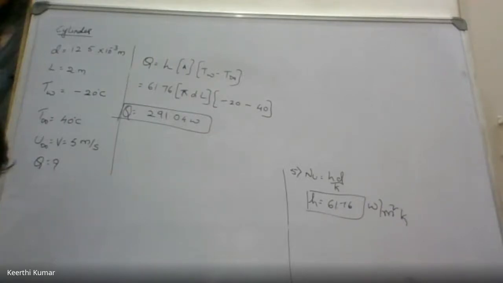Assuming that a man can be represented by a cylinder. So instead of giving the cylinder directly, he is saying that a man is considered as a cylinder 30 centimeter in diameter, having 1.8 meter length, with a surface temperature of 37. Calculate the heat he would lose while standing in a 24 kilometer per hour wind at 3 degrees centigrade. That means the velocity of the air flowing is 24 kilometer per hour.